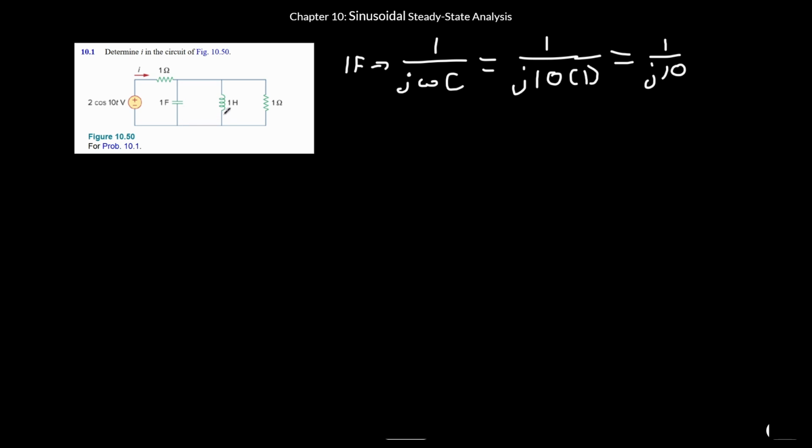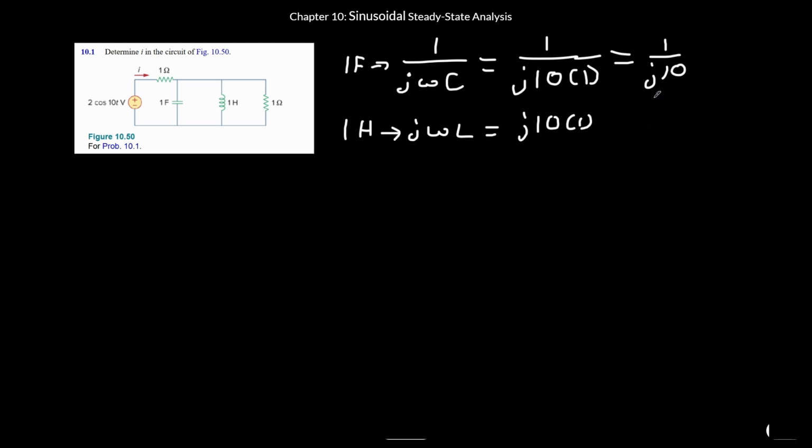And next we'll do our 1 Henry inductor. We'll use the formula J times omega times our inductance. And again, this is a pretty easy example, so we'll just be using J, 10, 1. Just filling in all those values there.